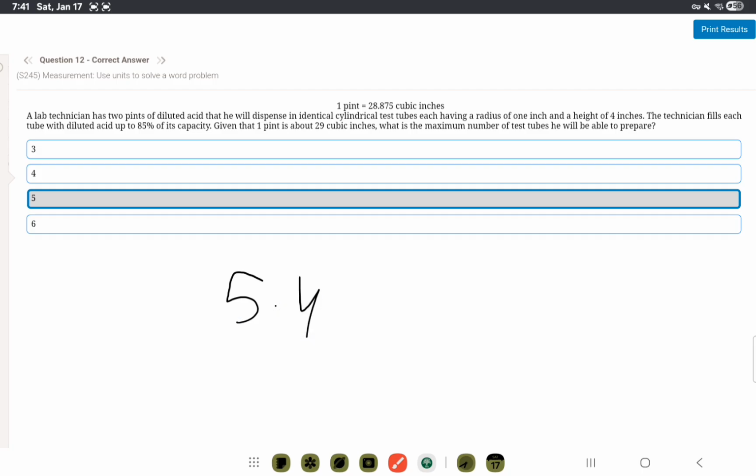Now you can't round because you want to know how many complete test tubes you can fill up to the 85th% capacity. In reality you can't fill 5.4 fully prepared, so it's 5. You can't round. Even if it's 5.9, the answer is still going to be 5.